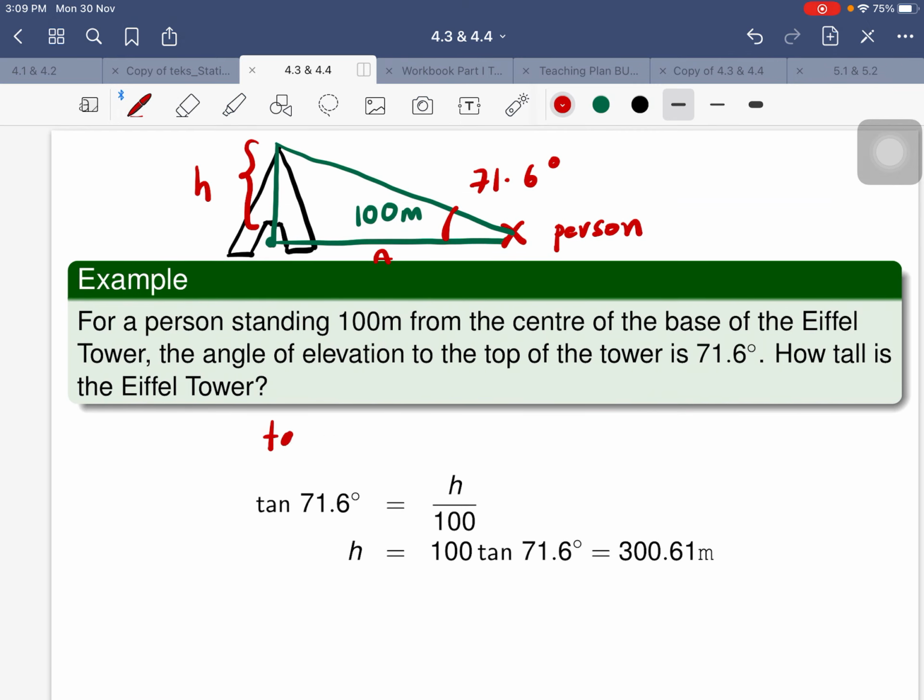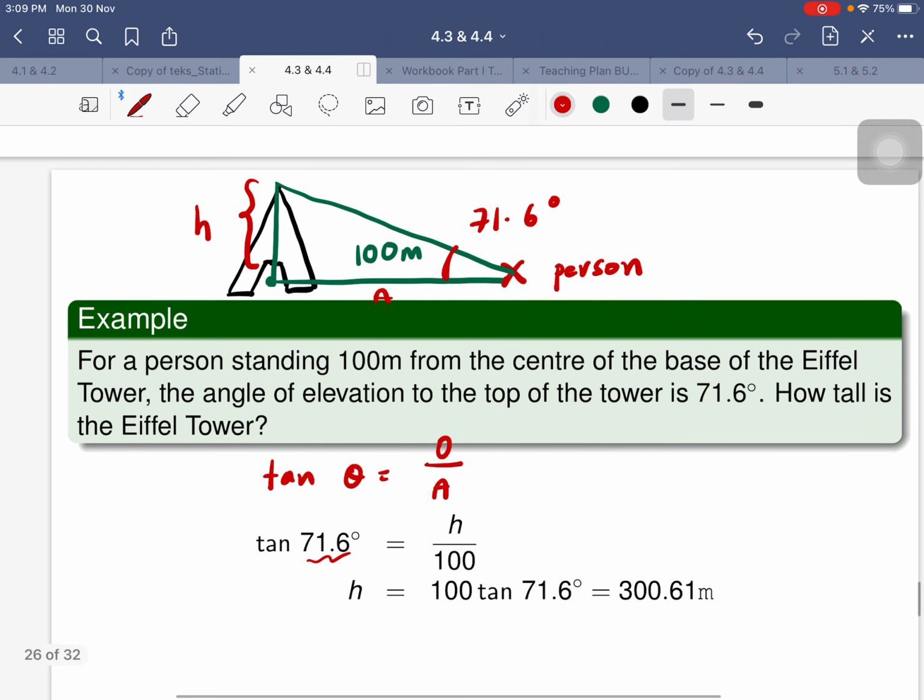That is how we come out with this. Because tangent of theta equals opposite over adjacent, we have tangent of 71.6 degrees equals the opposite, which is the height of the Eiffel Tower, h, over the adjacent value, which is 100 meters. Therefore we rearrange, so h equals 100 tangent of 71.6 degrees, and the outcome gives you a value of 300.61 meters.